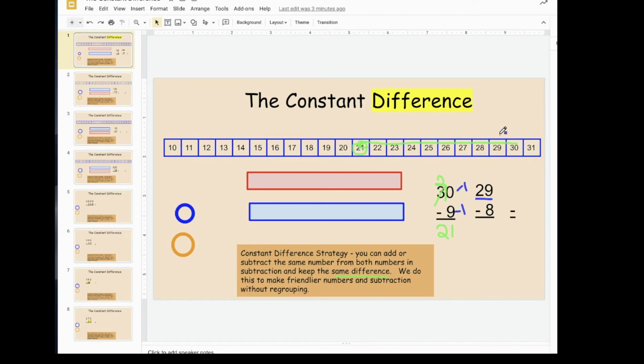So if I start at 29 now, and I subtract 8, let's see what number I would get. Start at 29, and we're going to subtract 8. 1, 2, 3, 4, 5, 6, 7, 8. Oh my goodness. So I get 21. Well, let's see that using the algorithm.